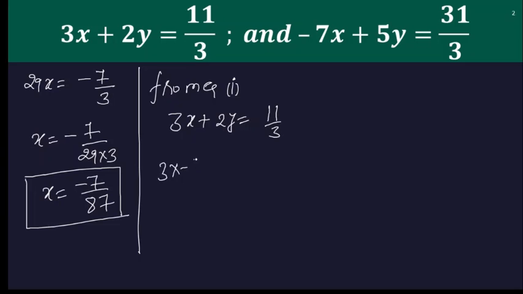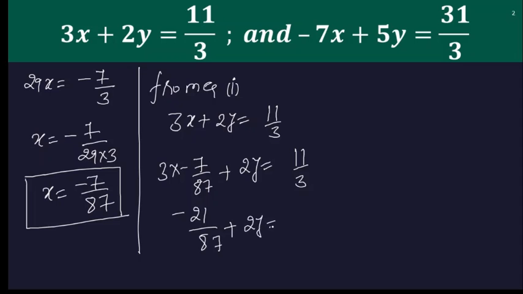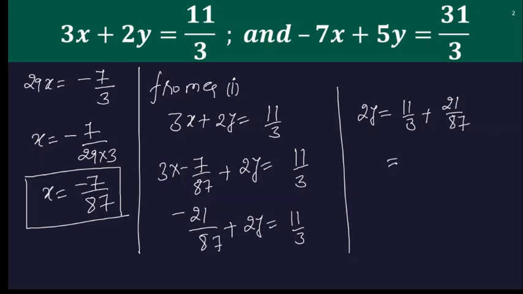So 3 into minus 7 upon 87. I'm keeping the value of x here, and this is 2y equal to 11 upon 3. So here what would come? Minus 21 upon 87 plus 2y equal to 11 upon 3. I'm keeping this 2y here only, 11 upon 3 here only, minus, so this would be plus 21 upon 87. So I think 3 is common in both the things. See here, I hope you are finding 3 7s are 21 and 3 9s, that means 29. Okay.